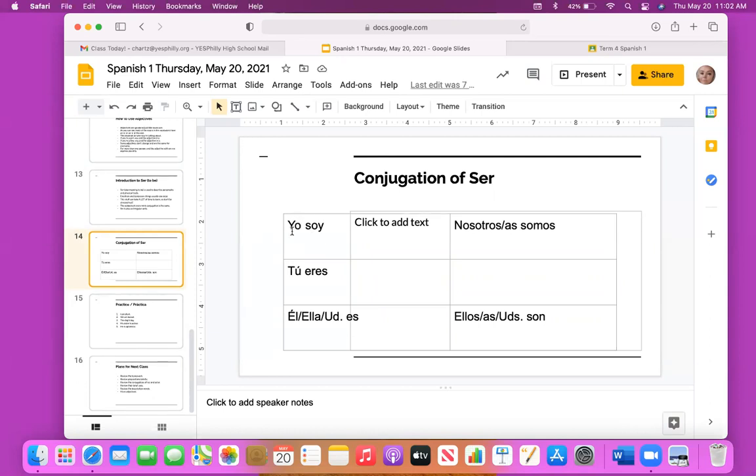So just to go over the conjugations of ser, I have yo soy, which remember, yo is I, so I am. Tú eres, remember that tú means you, so you are. Él es, he is. Ella es, so she is. Usted es, remember that's you formal are. Nosotros or nosotras somos is we are. Ellos son is they are. And ustedes son is you guys are.